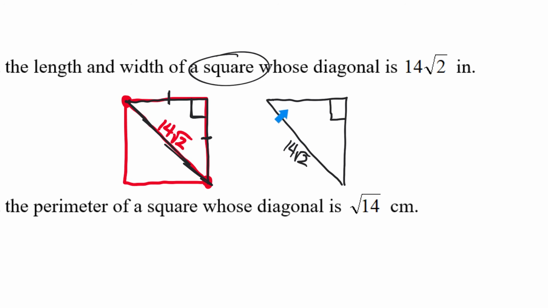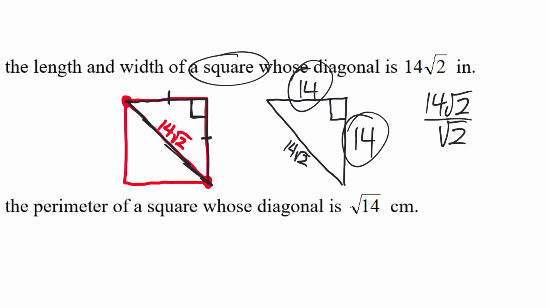So now if you think about the 45, 45, 90 triangle, is this the leg or hypotenuse? It's the hypotenuse. And so when I know the hypotenuse, how can I find the leg from that? Divide by the square root of 2. So 14 square root of 2 divided by the square root of 2 is what? It's 14. And that's the answer right there. The length is 14. The width is 14.